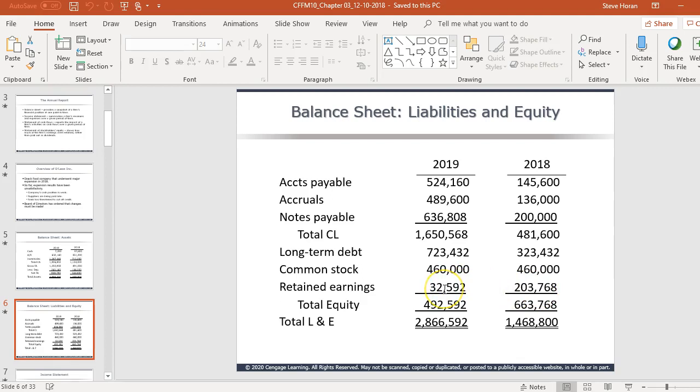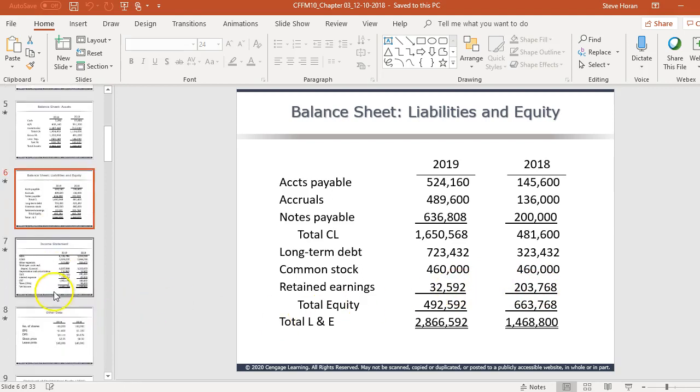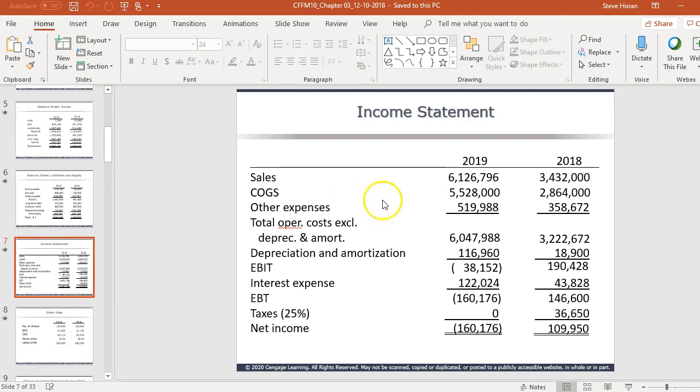retained earnings goes down. If you can recall from an accounting class, think about what makes retained earnings go up or down. Net income makes retained earnings go up, and net losses make that go down. So you can see a significant drop here, which should be a clue that we'll have a net loss for the year. So let's take a look at the income statement.